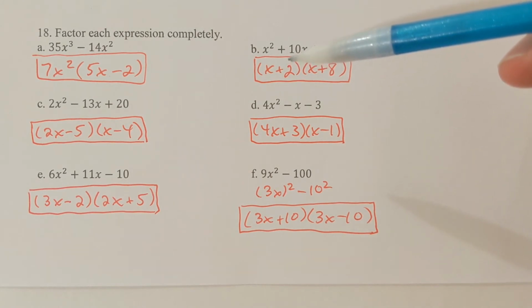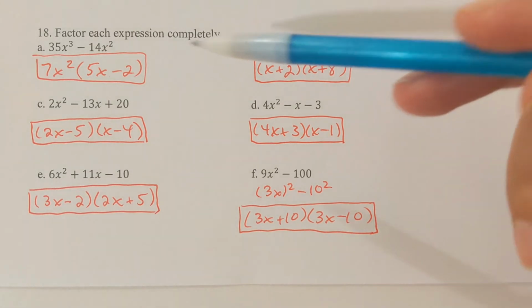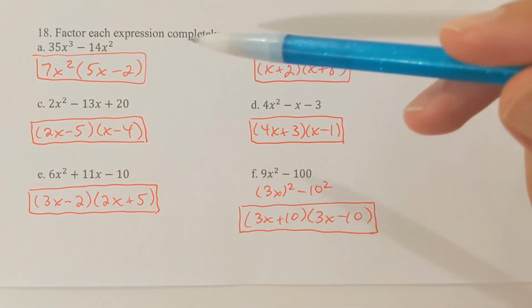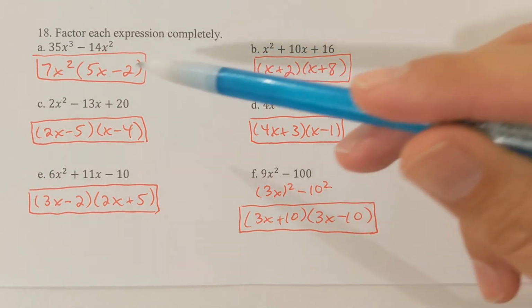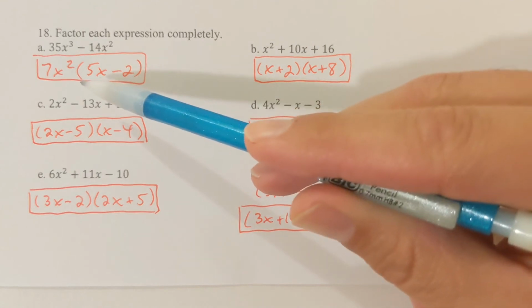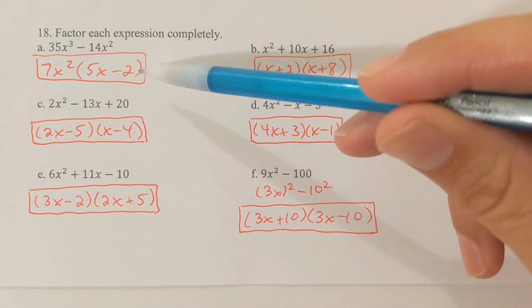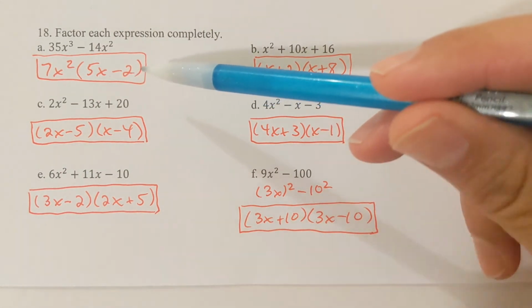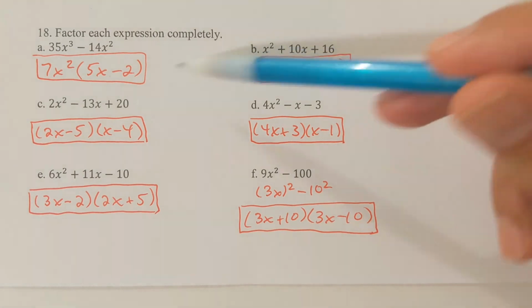Problem 18, factor each expression completely. Part A, 35x cubed minus 14x squared. Well, 7x squared is the biggest factor that goes into each one of those terms evenly. So I'd factor that out. 7x squared times 5x minus 2 gives me 35x cubed minus 14x squared. So that would be my answer there.